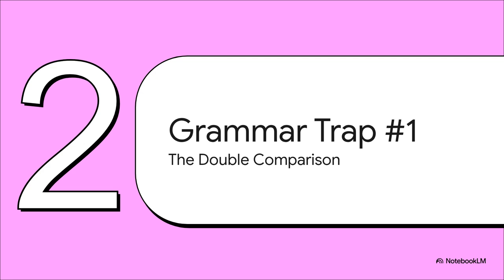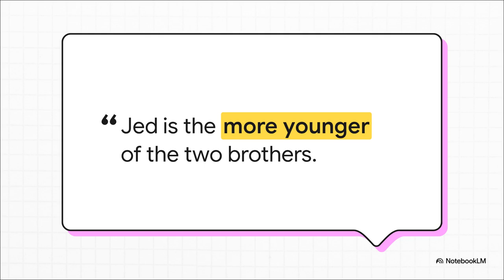All right, so we've got the basic rule down. Now let's get into the fun stuff, the common traps people fall into. First up, we've got something I like to call the double comparison. Okay, listen to this sentence. Jed is the more younger of the two brothers. Does that sound a little clunky to you? If your brain is saying, something's not quite right there, you're totally on the money. It's redundant. It's basically saying the same thing twice.